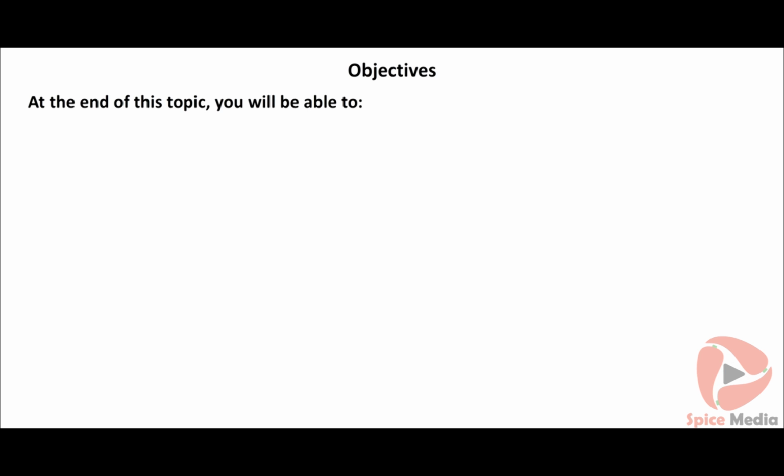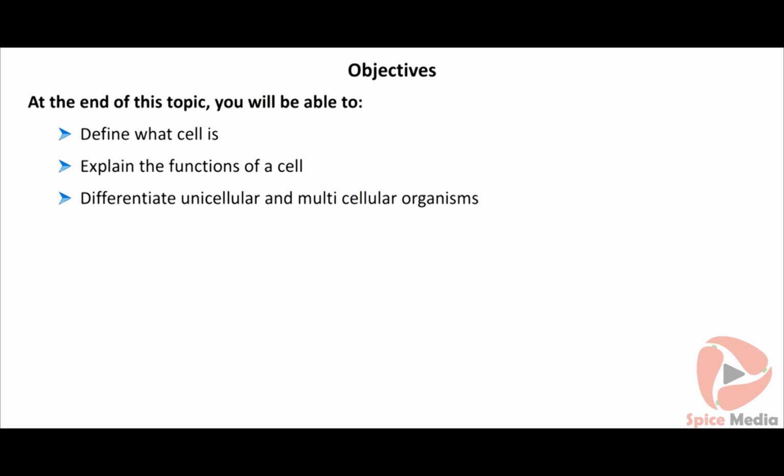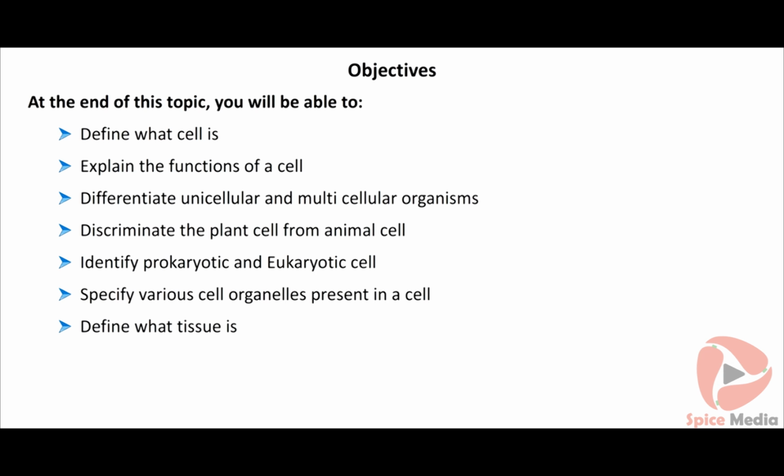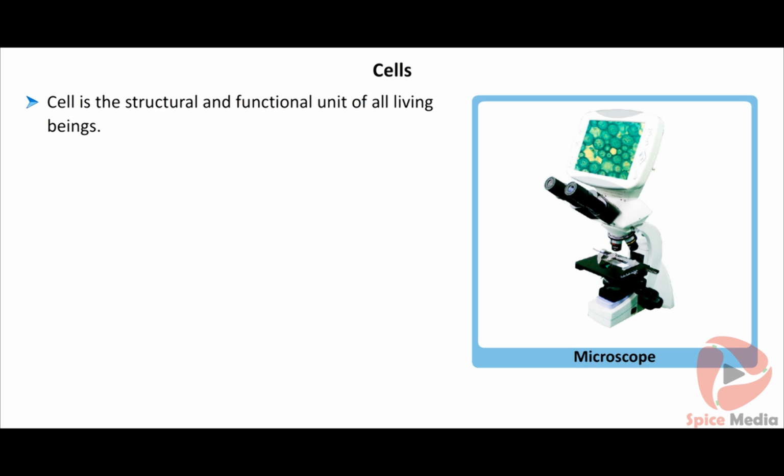At the end of this topic, you will be able to define what the cell is, explain the functions of a cell, differentiate unicellular and multicellular organisms, discriminate the plant cell from animal cell, identify prokaryotic and eukaryotic cell, specify various cell organelles present in a cell, define what tissue is, and frame different types of plant tissue and its function. Cell is the structural and functional unit of all living beings.